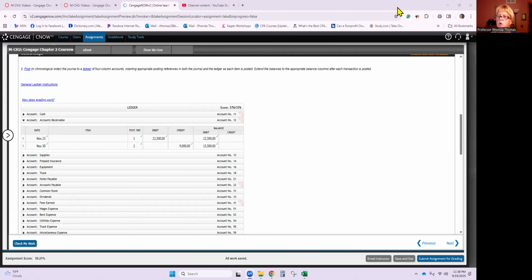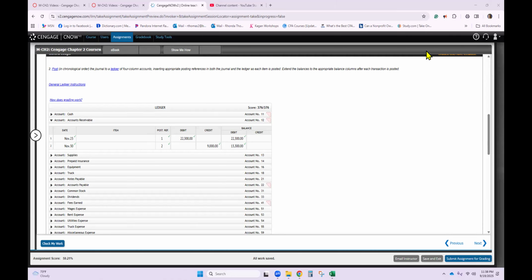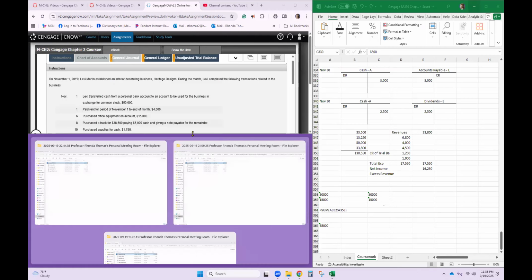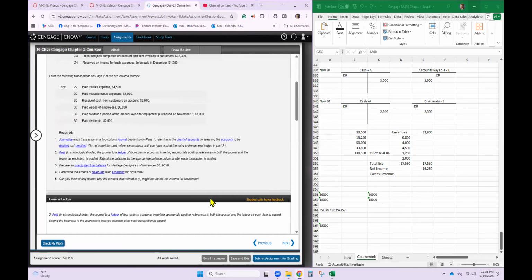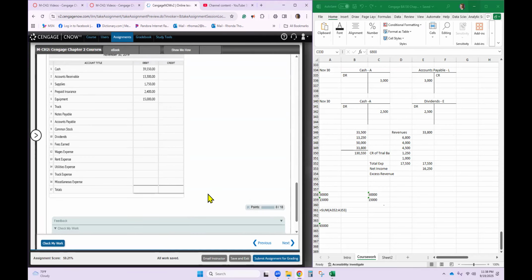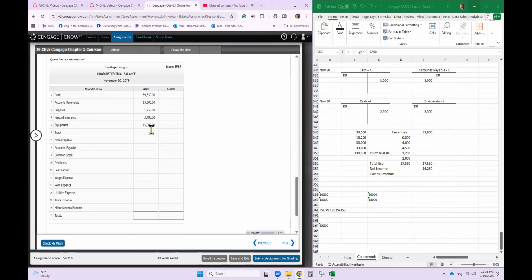We can call it good. All right. When it threw me out, we were working on putting in the trial balance, I believe. Yes, we were working on putting in the trial balance. So we were at the truck.